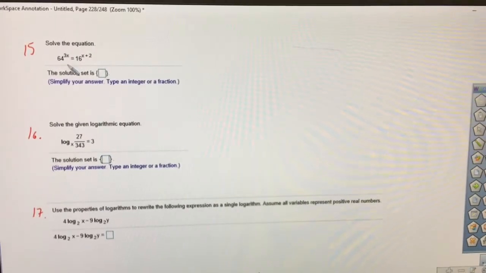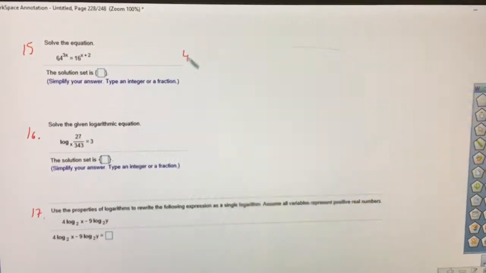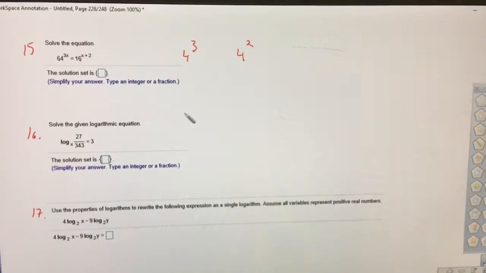These are like-base problems. There's 2 ways to solve this. I'm going to rewrite this as 4 to the 3rd. I'm going to rewrite this as 4 to the 2nd.